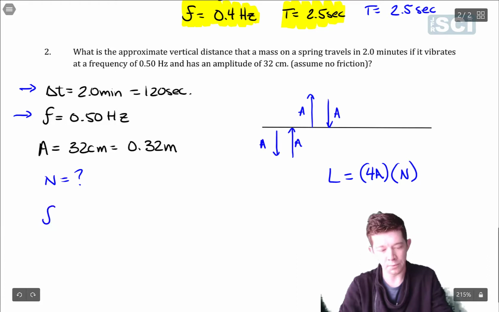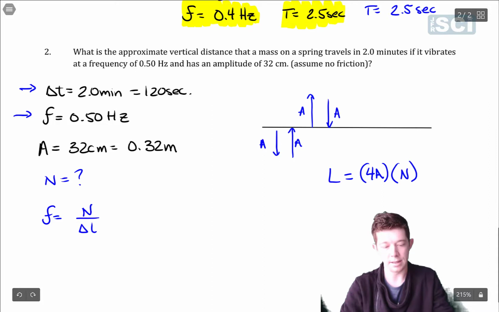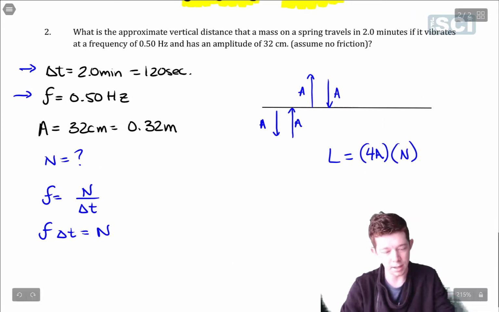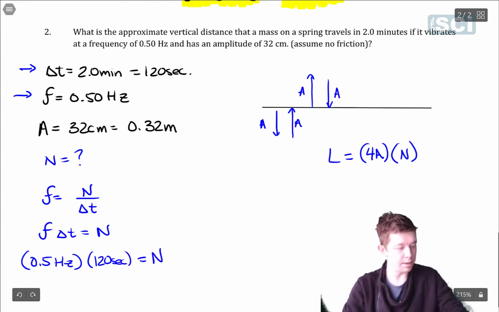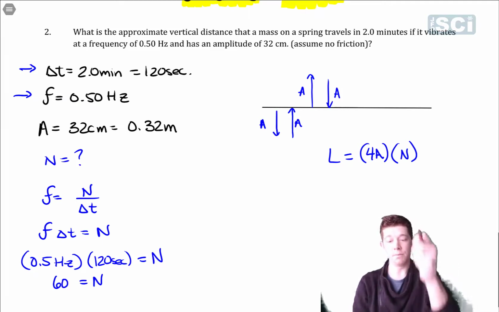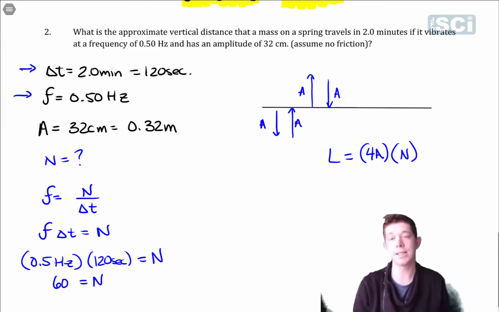So if we remember, frequency is equal to the number of oscillations divided by the time. We can say that the frequency times this time is equal to the number of oscillations. So let's work this through. The frequency is 0.5 hertz. The time is 120 seconds. And that will give me the number of cycles. And this will come out to be 60 cycles. So we now know that in that 2 minutes, this pendulum or the spring will undergo 60 cycles.